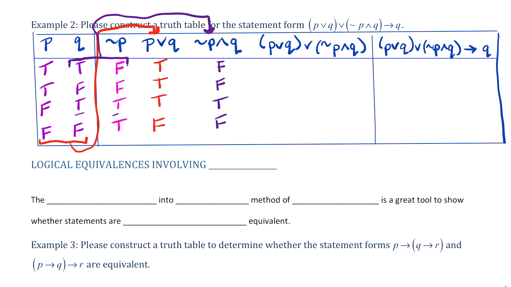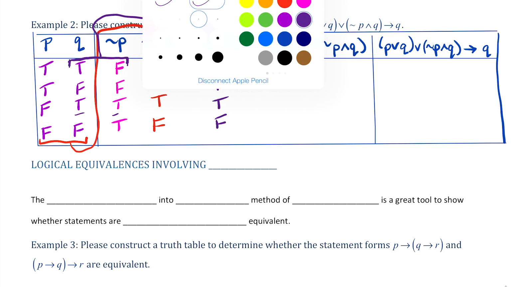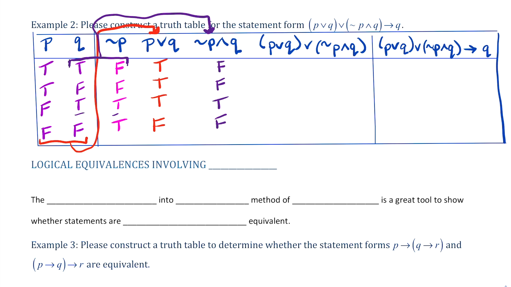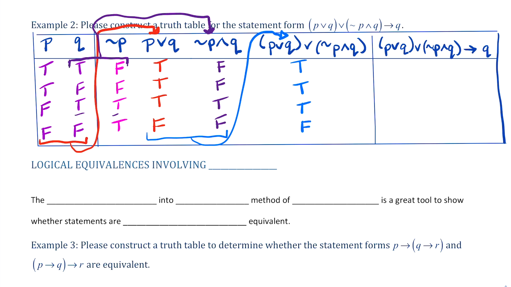Now, moving along, when we look at P or Q or not P and Q, we're now looking at these here. So this will take us over to this one. It's an or statement, so the only time that this will be false is when they're both false, which is that last one. But otherwise, it's true. Groovy?